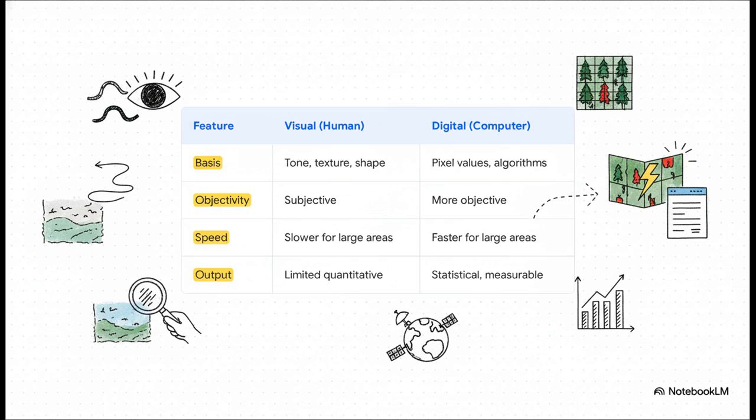A computer, on the other hand, is completely objective. It doesn't care about shapes or patterns, only pixel values. It's incredibly fast, it's repeatable, and this is the real game changer. Its output isn't just a pretty picture, it's measurable data. It can tell you exactly how many square kilometers of forest were lost.